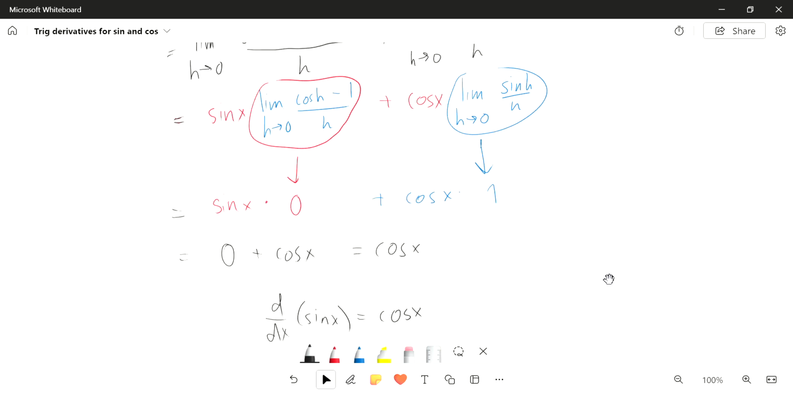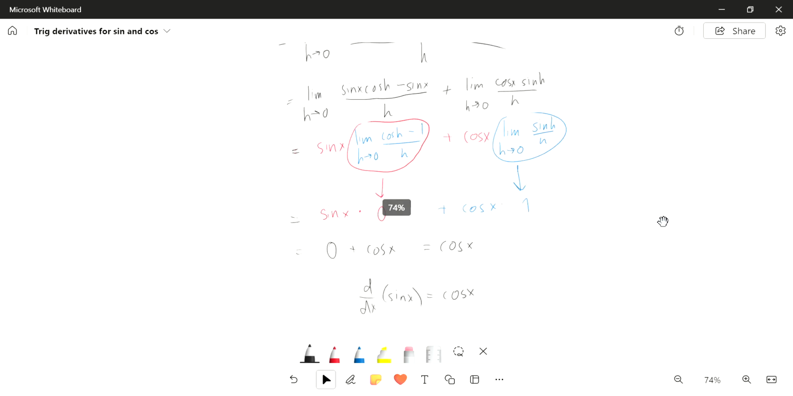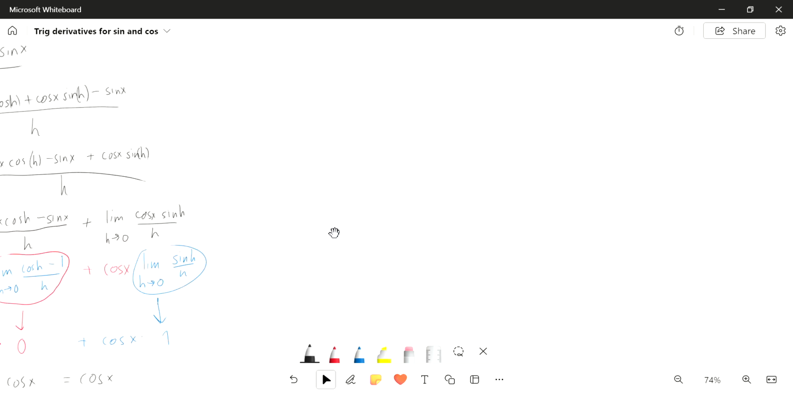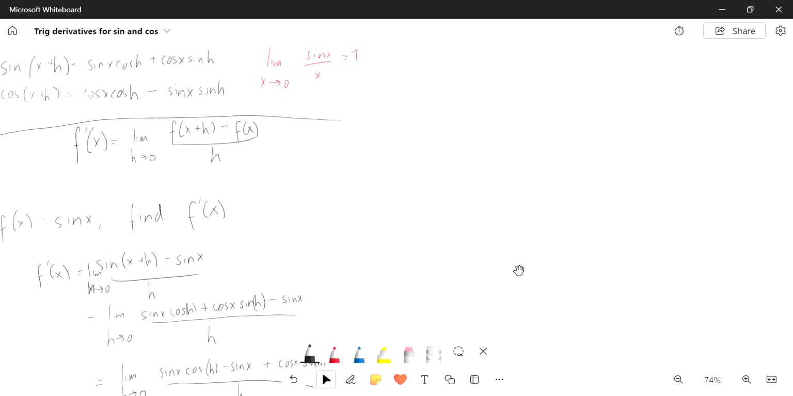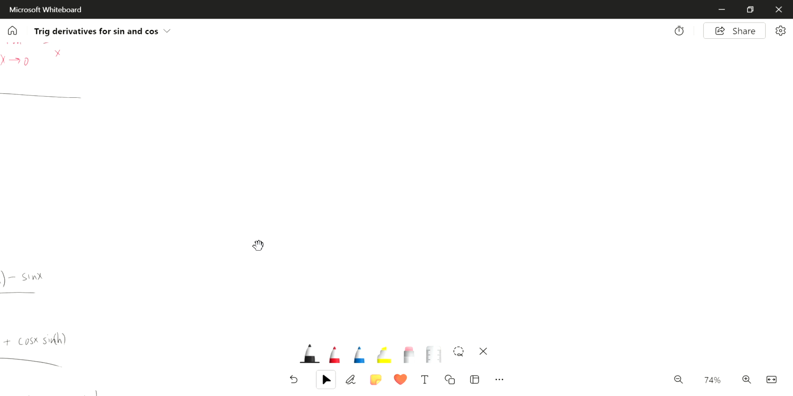And so if the derivative of sine x is cosine x, does that mean that the derivative of cosine x will be sine x? Well, we can always prove that with the limit definition. So before we actually get to proving it, do you think it will be sine x? Pause and make your prediction.